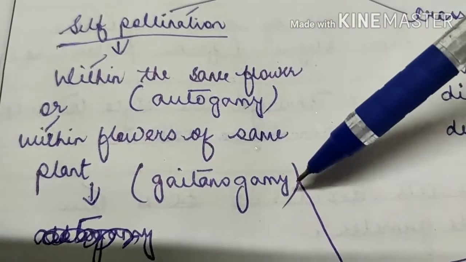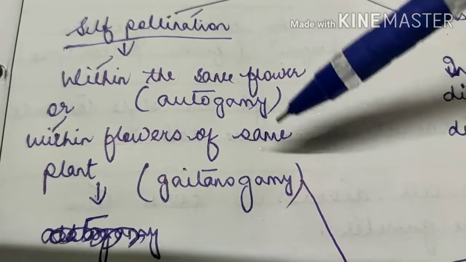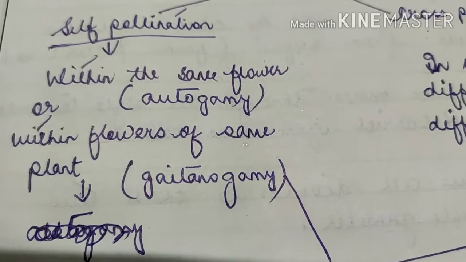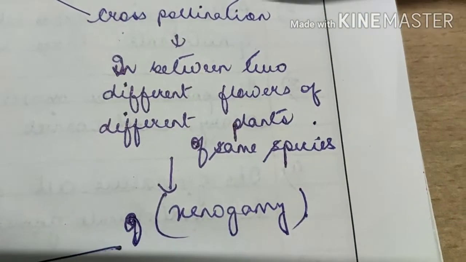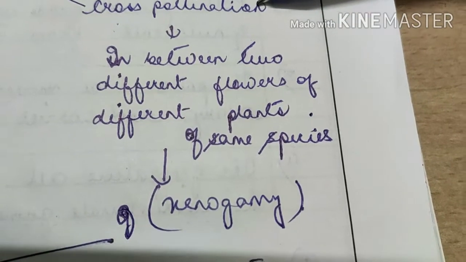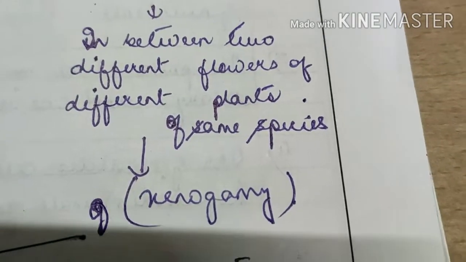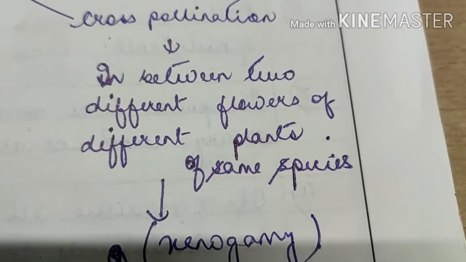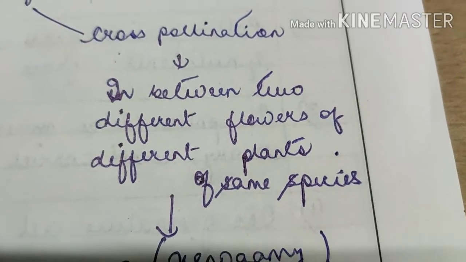Whereas for the other part of self-pollination, that is geitonogamy, when the flowers are different, there are some other ways by which pollination takes place. Before going to that, we also discuss cross-pollination. It is a type of pollination that takes place between 2 different plants. Flowers are present in 2 different plants which should belong to the same species. Pollination always takes place between 2 plants or 2 flowers of the same species.